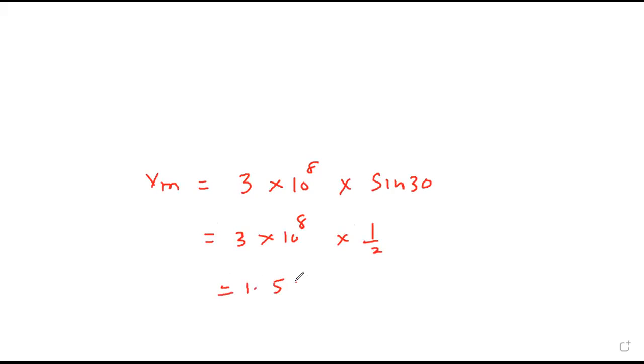So V of medium will be 3 into 10 raised to 8 into sine 30. Sine 30 is 1 upon 2. So it is 1.5 into 10 raised to 8 meter per second. Copy.